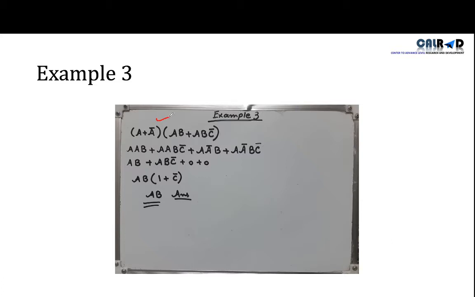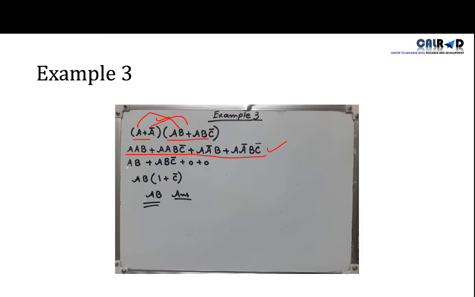So the first step is to multiply these equations, because if two equations are given, how can we simplify without multiplying them? So we will multiply a with this equation and then a bar with all these terms. So we will get aab plus aabc bar plus a bar b plus a bar bc bar. So this is simple simplification. Now we will see if we can apply any rules or laws to it.